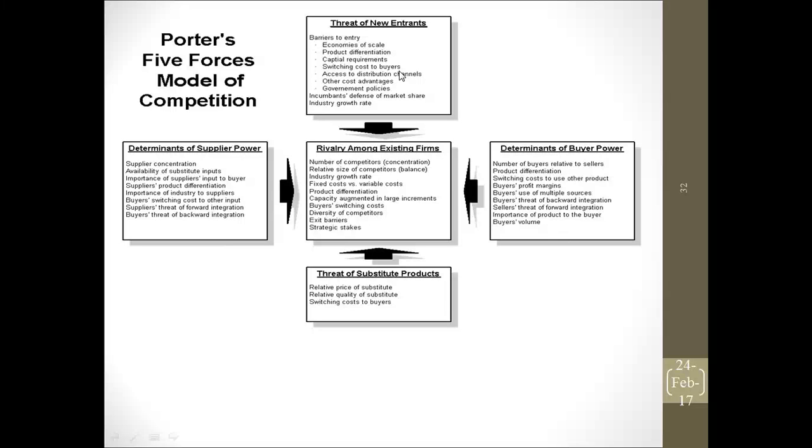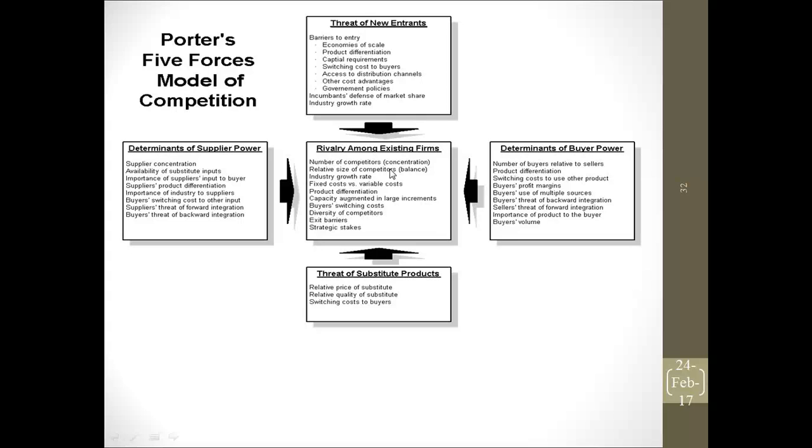Rivalry among existing competitors. How many competitors do we have in a business? How many are we already competing with in a market? These are the different cases, and we can look around. We need to think about how we differentiate our product and services from others, so we maximize our sales.